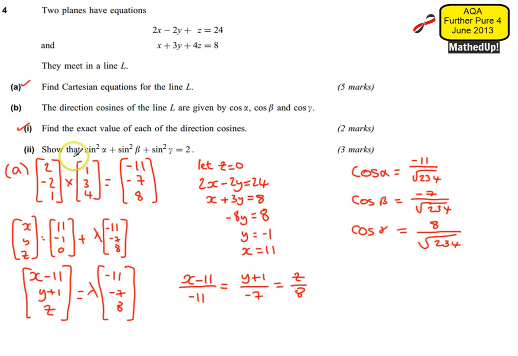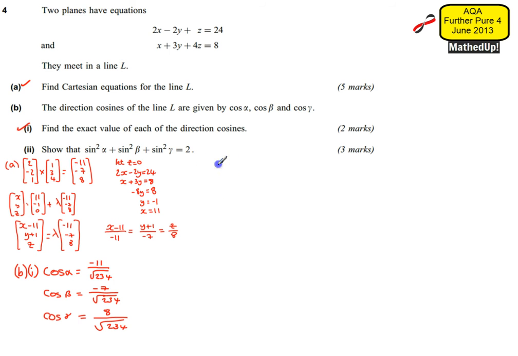Okay, part 2 says show that sine squared alpha plus sine squared beta plus sine squared gamma is equal to 2. Okay, and before I do this, I'm just going to tidy up my work over here first. Okay, so for part 2, we're showing that sine squared alpha plus sine squared beta plus sine squared gamma is equal to 2. Well, if I look over here, I know that cos squared alpha plus cos squared beta plus cos squared gamma is going to be equal to 1.